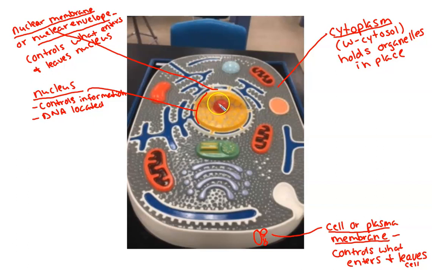Now the red ball is different, and so the little red ball area there, that is specifically known as the nucleolus. The nucleolus has a really important job, and it's making these little round dots here that we're seeing here and here. They make ribosomes.